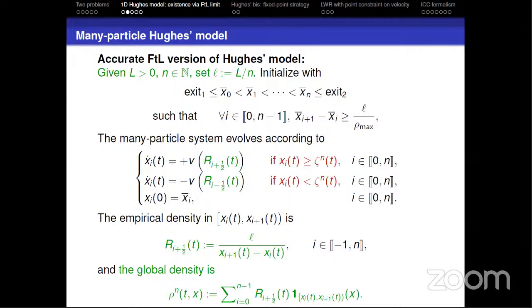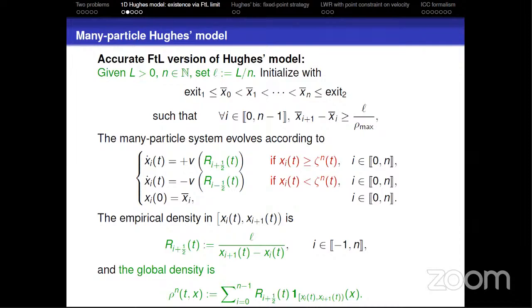So more in detail, you give a total mass, which is capital L, the total mass of the flow. You take n particles, you set small l, which is capital L over n. You initialize with some positions such that you have a kind of minimal distance, where rho maximum is the maximum allowed density in your system. So all this usually comes from an initial datum. This can be seen as a discretization of a given initial datum. But my point is, see it as given particles, which are distributed according to some minimal distance, and then launch this dynamics. This is the standard LWR.